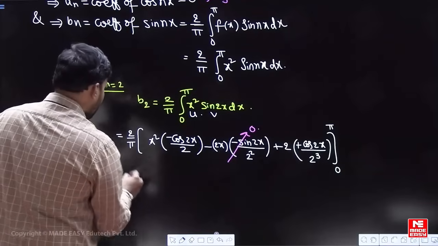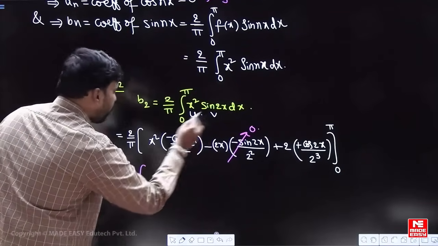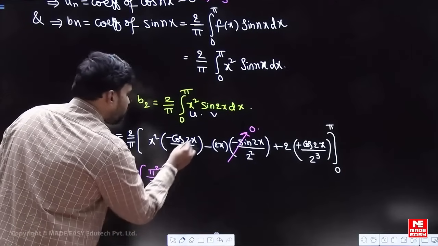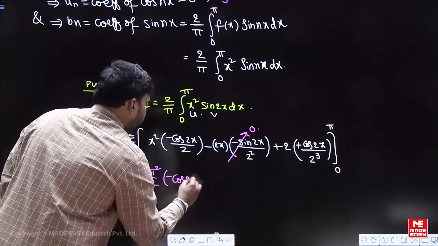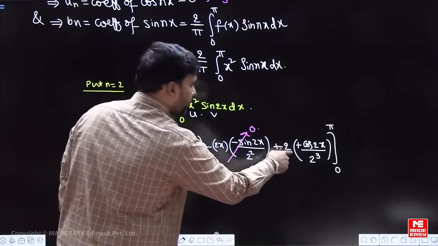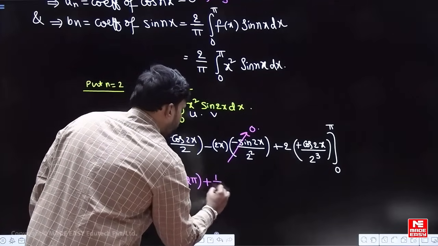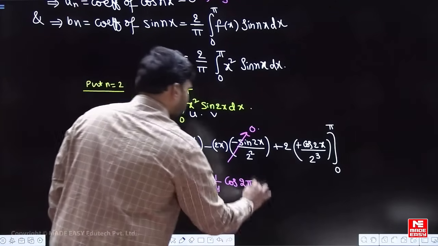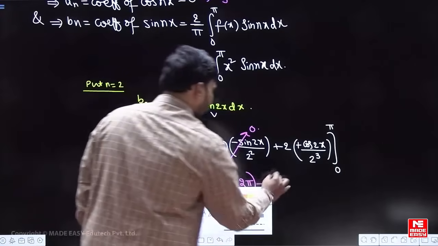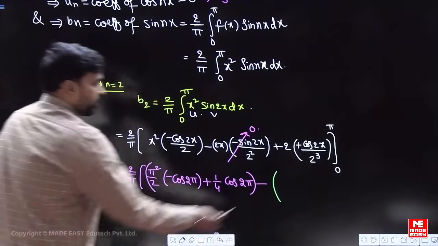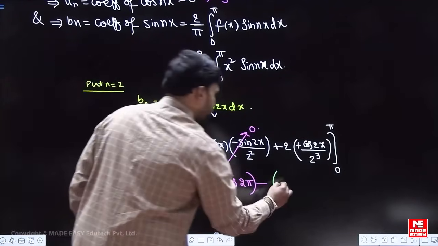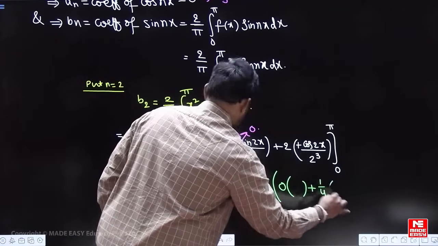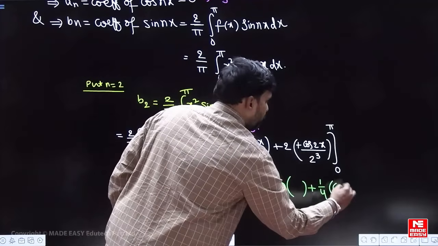Now what is this? We'll take that 2 by pi into the upper limit pi. So it is pi square by 2. This is x equal to pi, minus cos 2 pi, right? Minus cos 2 pi, and this is 0, and plus 2 by 2 square, that is 1 by 4 of cos 2 pi. So this is completely the upper limit substitution. Now I'll take the lower limit substitution. What is the lower limit substitution? 0. So 0 into anything is 0, right? And then it is plus 1 by 4 again, so 1 by 4 cos 0. So what is cos 0?